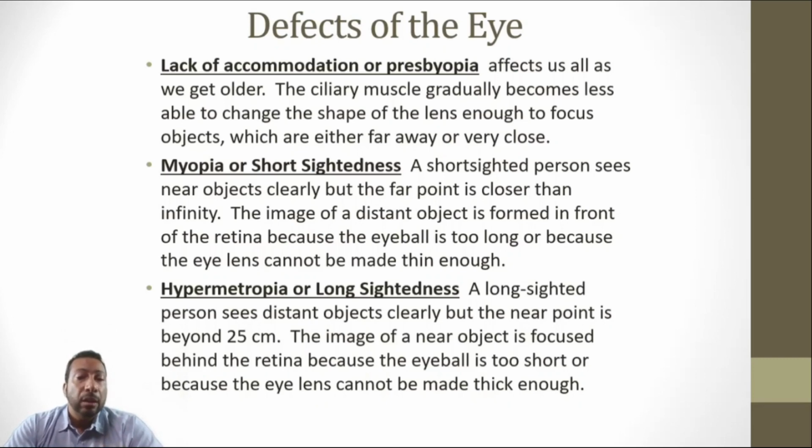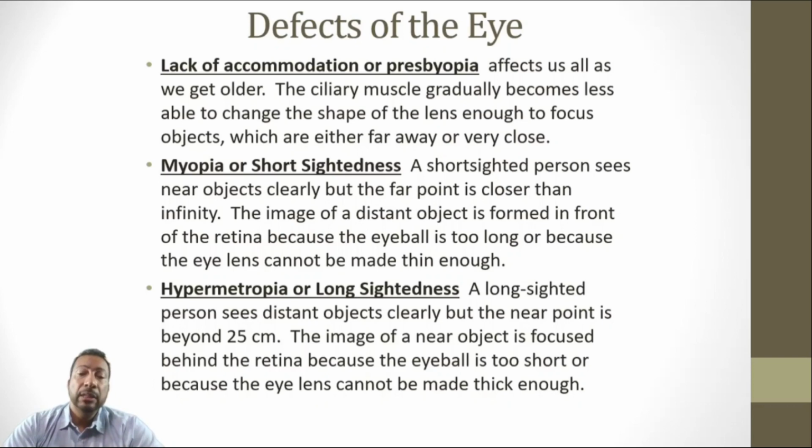In particular, there is myopia, also known as short-sightedness. This occurs when a person can see objects nearby, but they cannot see things all the way to infinity. Their far point is closer than infinity. The image of a distant object is formed in front of the retina because the eyeball is either too long or because the eye lens cannot be made thin enough.